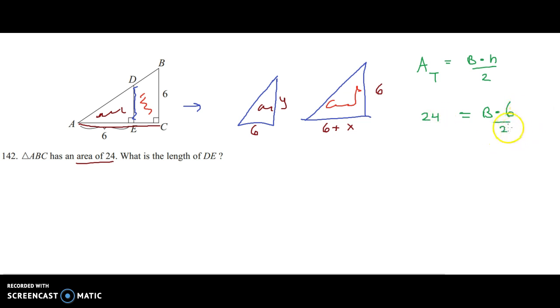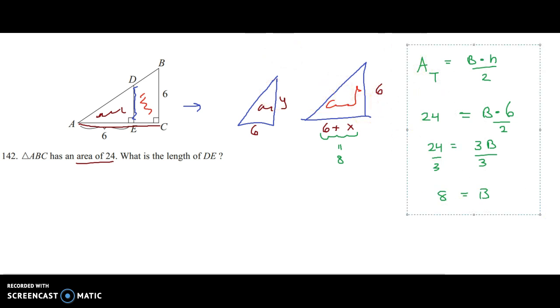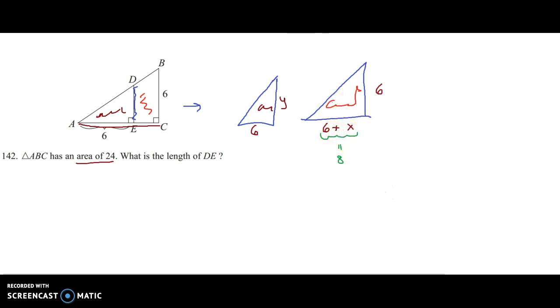Well, we can just solve this. That's the same thing as 24 equals b times 6 over 2. We can simplify this as 24 is equal to 3 times b. Divide both sides by 3, and that gets us to the base has to be equal to 8. So this total length right here is just 8. Alright, so now let me clear this out to give us a little more space. So then our base is 8.